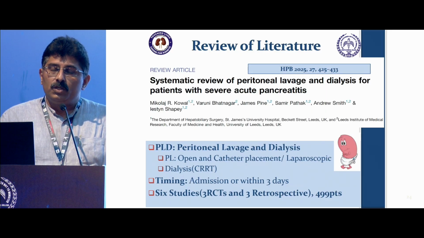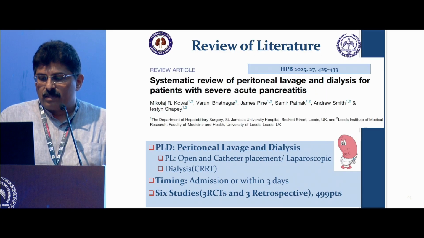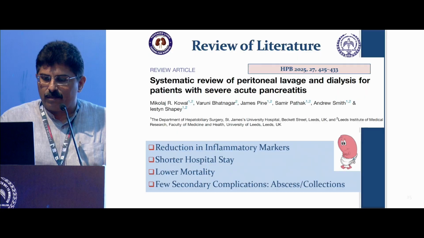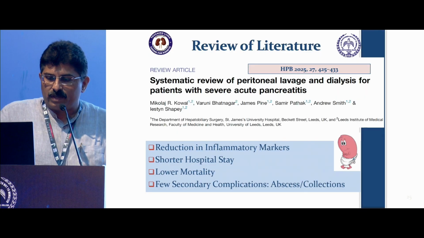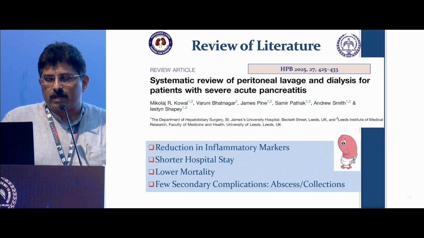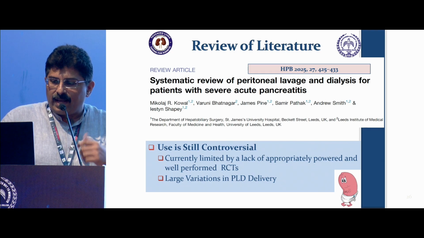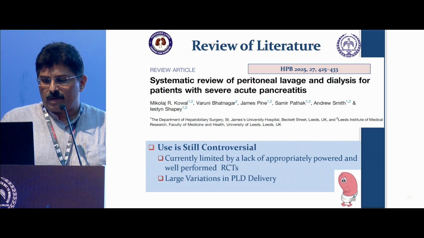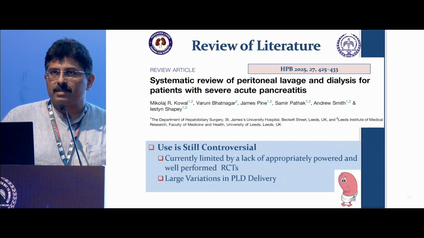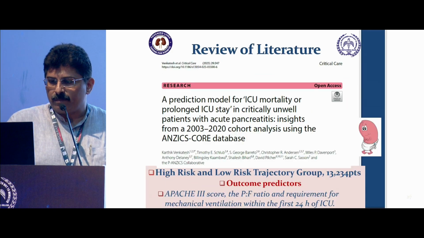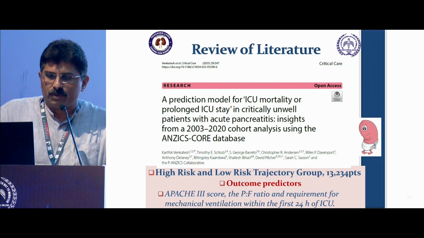So you either do the peritoneal lavage, those who are present in the AKI, and also start off with the dialysis. 6 studies had looked into it with 499 patients. They did report reduction in inflammatory markers, shorter hospital stay, lower mortality, fewer secondary complications. Again, the use is still controversial because of a lack of appropriately powered, well-performed RCTs. And there is a large variation in the way the peritoneal lavage dialysis is being delivered, which was reported in the paper.